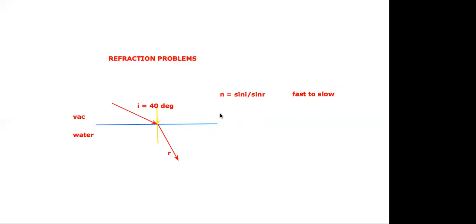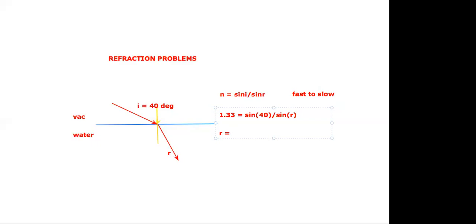Let's try some numbers. The index of refraction for water will be given to you, or you determine it in an experiment. We did that in the YouTube video. So 1.33 equals sine of 40 degrees over sine of the refracted angle. And now we have to solve for R. You ought to be doing it right now. So we're going to take sine of 40, divide by 1.33, and then take the inverse sine.